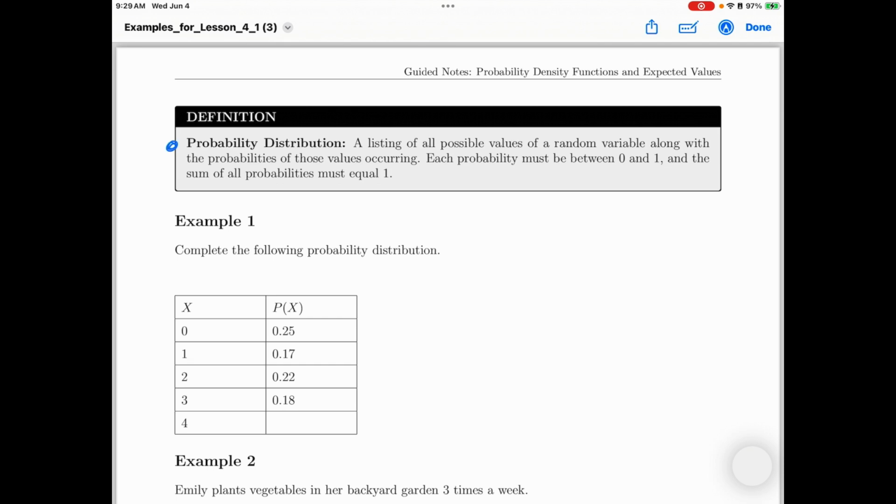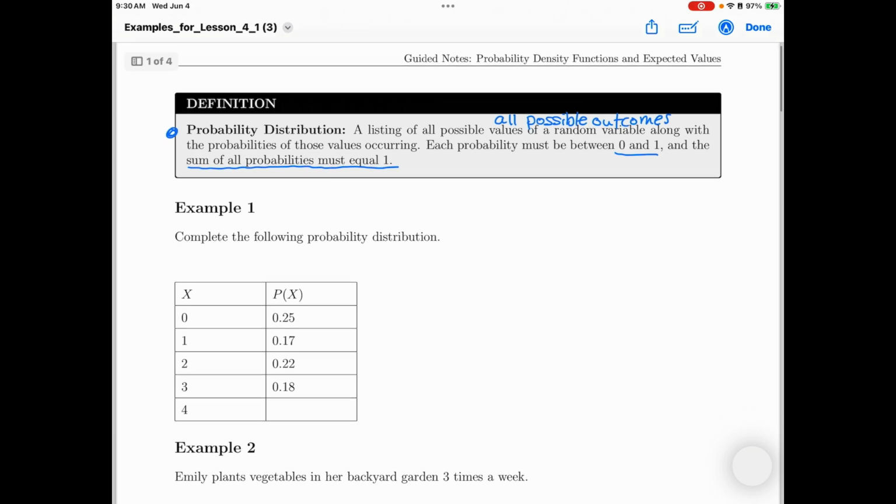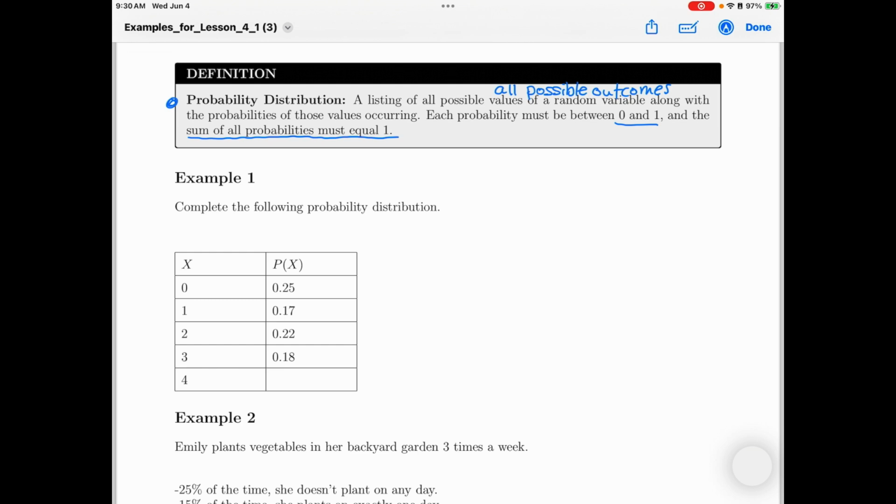So looking at the definition of a probability distribution, it's a listing of all the possible values of a random variable, which is all the possible outcomes, along with the probabilities of those values occurring. So it's going to be all of their corresponding probabilities. Each probability must be between 0 and 1, and the sum of all the probabilities must be equal to 1.